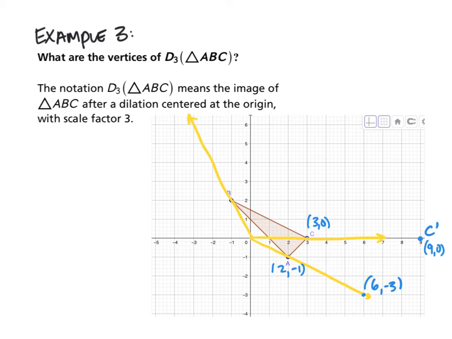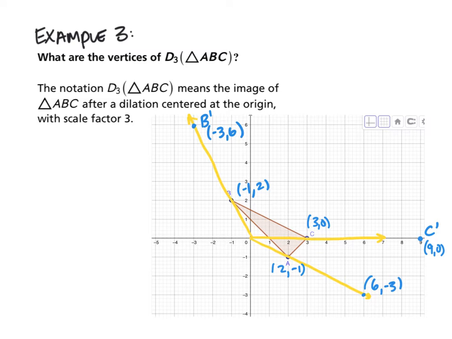Now what about B? B is at negative 1, comma 2. Well, to get from origin to B, I have to move right 1 unit and up 2. Now I'm just going to triple both of those movements. I'm going to move right 3, and I'm going to move up 6, and that's going to take me to this point right there. So B prime is right up here at negative 3, comma 6.